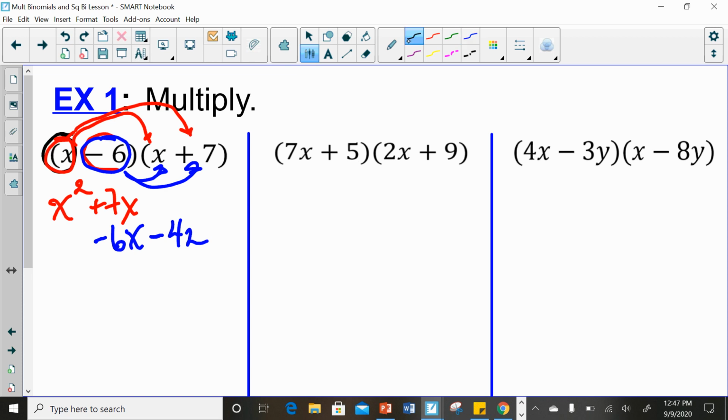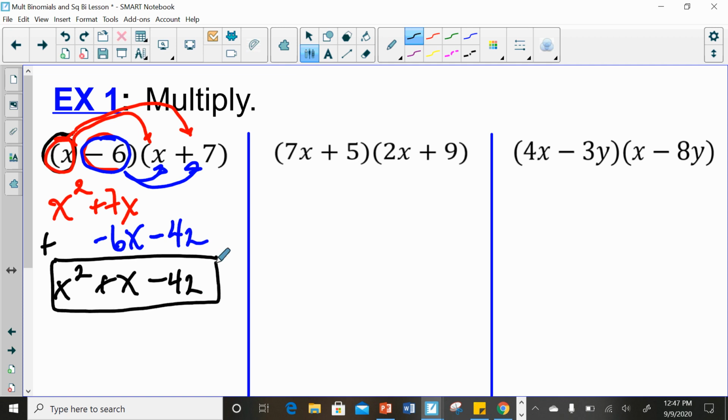Then draw your line and just add down. So right here we've got x squared plus nothing is x squared. Positive 7 and -6 subtract and keep the sign of the larger. So we get a positive 1x and then -42. So there you go. So pat yourself on the back if you got it right.